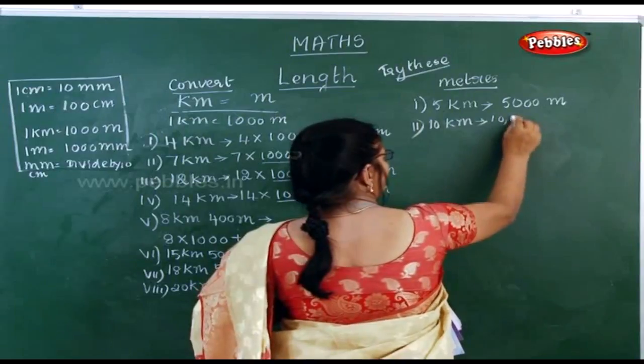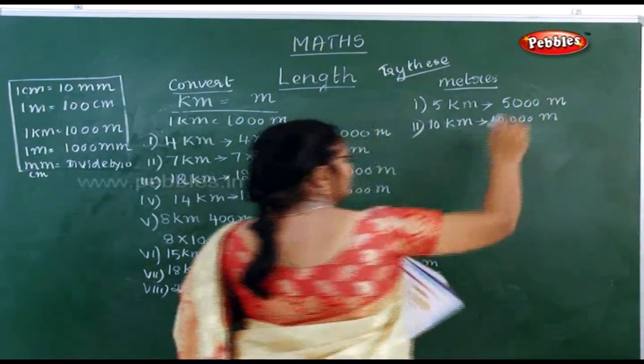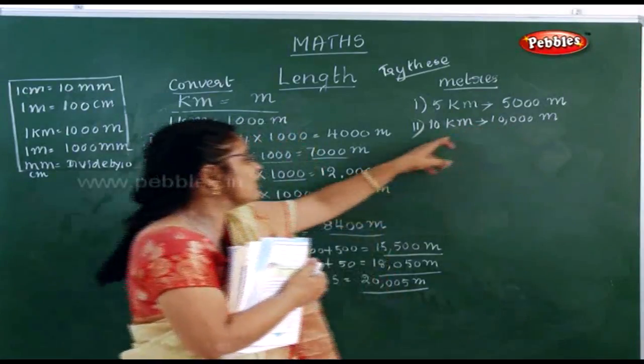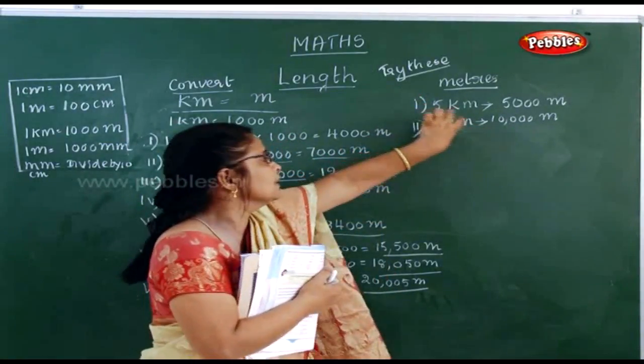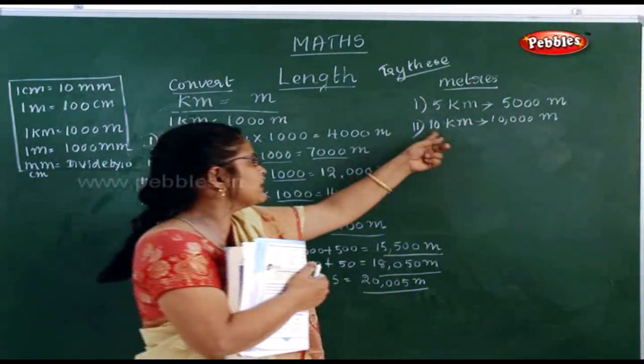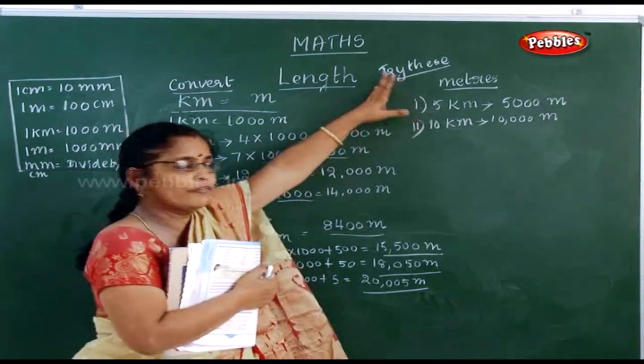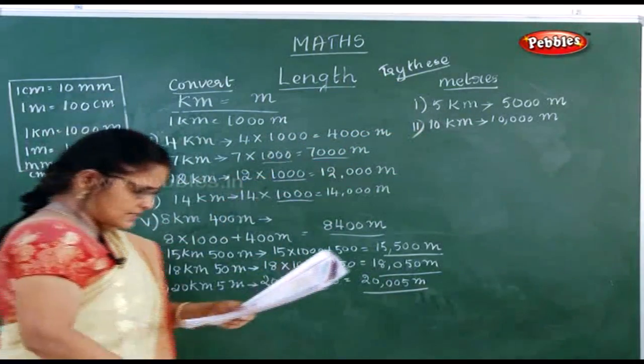It is 10,000 meter. I'll repeat once again. When you want to convert kilometer into meter, you have to multiply with 1000. So you will multiply 10 into 1000, which is 10,000. Already I have done it. These are the sums you have to try. Now what is the next sum?